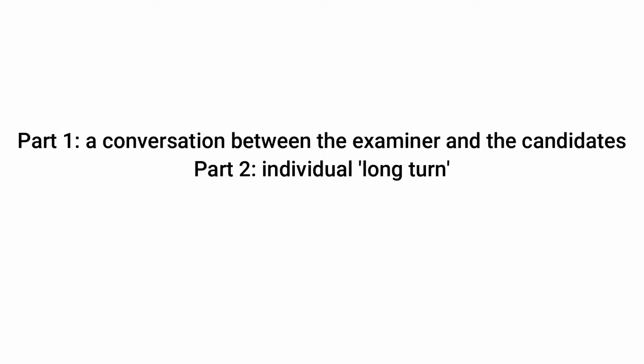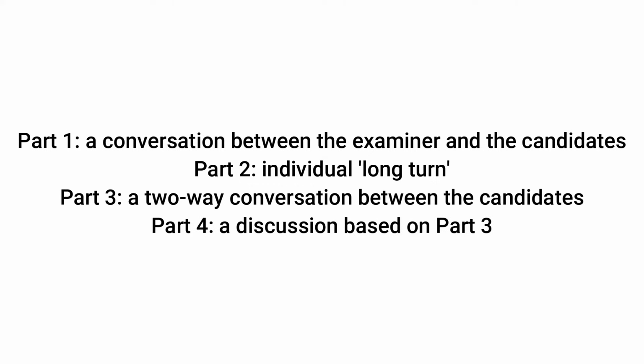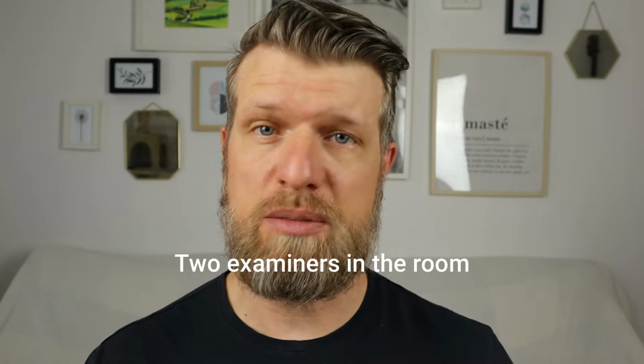Part 2 is an individual long turn by each candidate. The examiner gives you 2 photographs and a question to answer. You also need to answer a question about the other candidate's photos. Part 3 is a discussion and decision-making task, in which the interlocutor gives you and your partner a scenario plus written prompts for you to talk about. In part 4, you are faced with another discussion of different questions with your partner based on the topic in part 3. During the test, there are always 2 examiners present in the room.